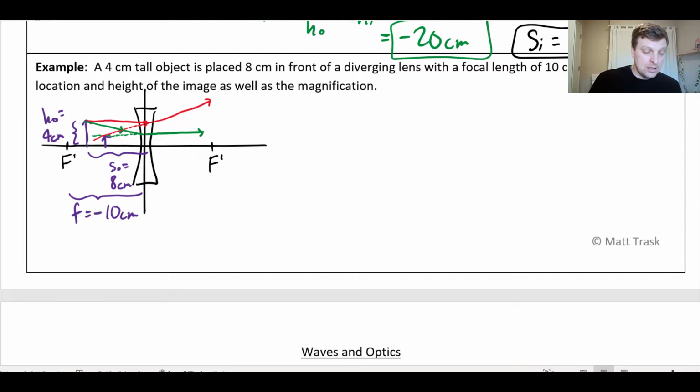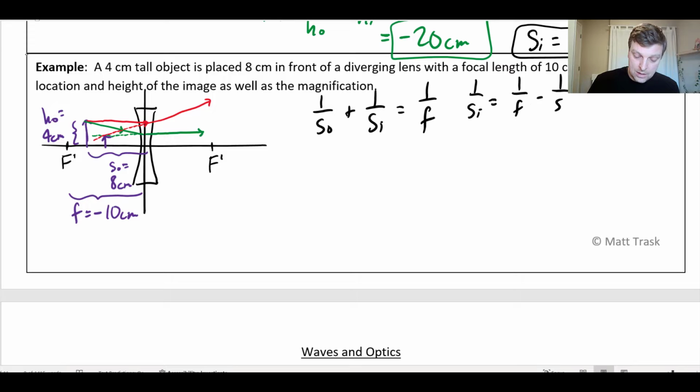So let's check the lens maker's equation. First thing, 1 over the object distance plus 1 over the image distance equals 1 over the focal length. Okay, and so again, I want to know about the image. So 1 over S_i equals 1 over f minus 1 over S_o. So the focal length, remember, is negative. So this is 1 over negative 10 minus 1 over 8.